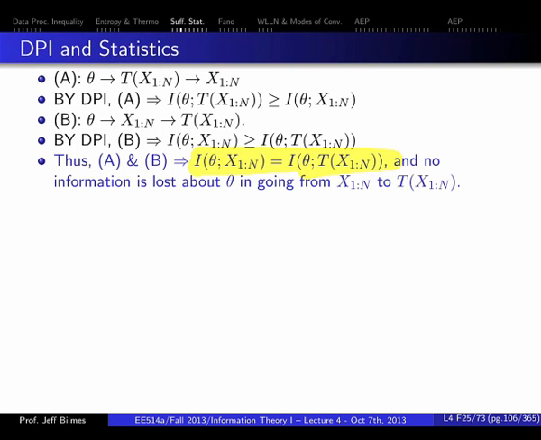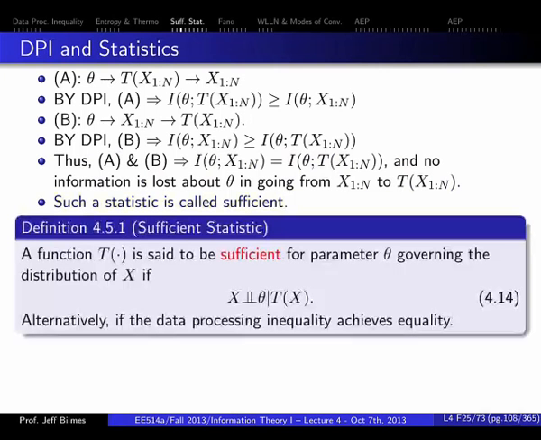So what this means is that there's a certain amount of information that the sample has about the parameter. This is saying that no information is lost about the parameter when we use only the statistic. In other words, the statistic is sufficient for finding out everything we can possibly find out about the parameter. And therefore we call it a sufficient statistic. It's sufficient for finding out everything. And this is the definition of a sufficient statistic.